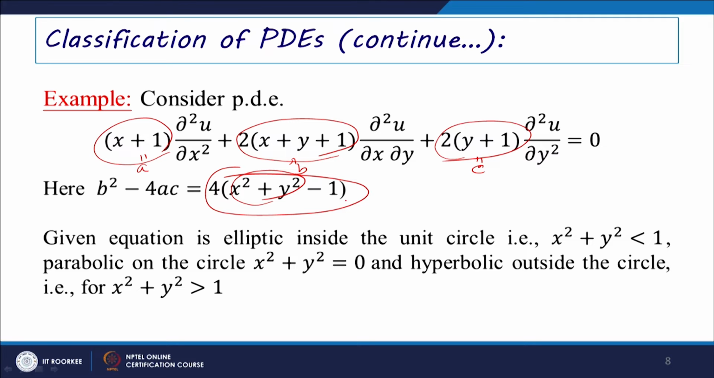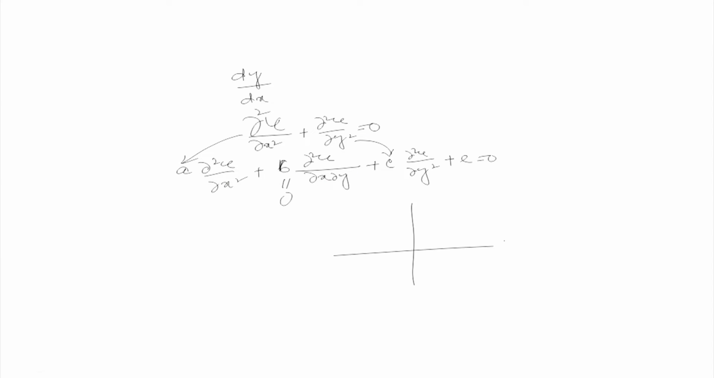So from these equations we can justify that within a certain domain, the system can represent a parabolic nature, a hyperbolic nature, or an elliptic nature.